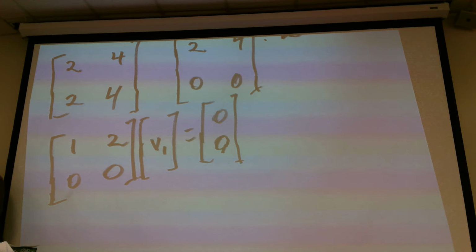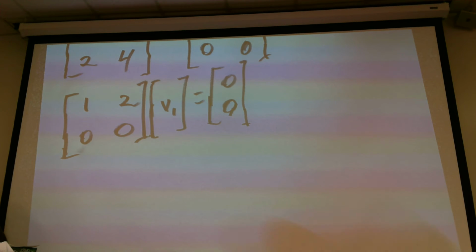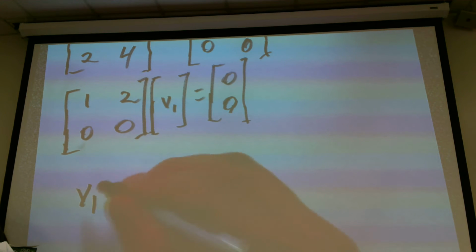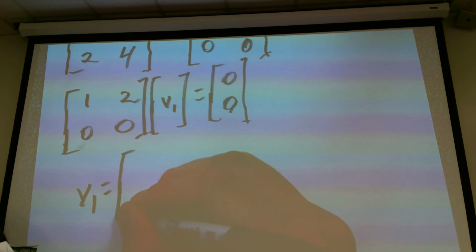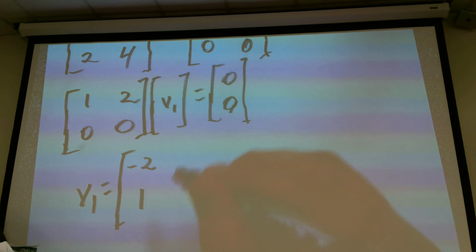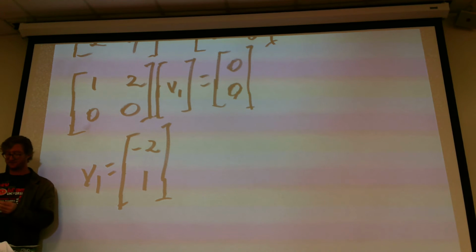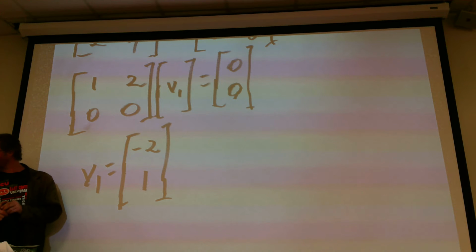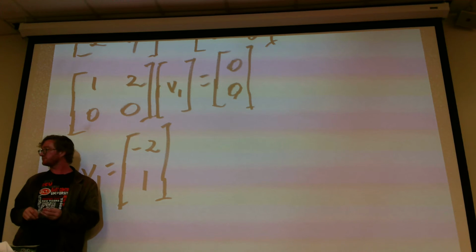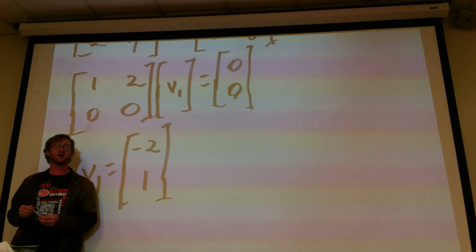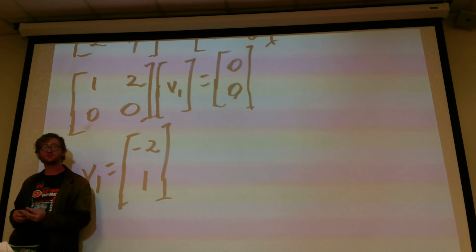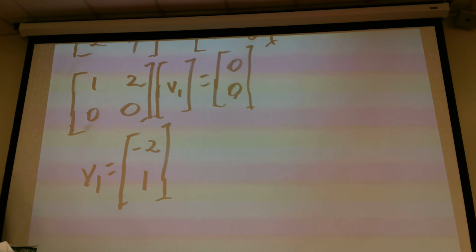Okay? So, v1 would equal negative 2 and 1. And then, like we discussed earlier, that's not unique. It can be multiplied by a constant. Okay? But you want to keep it as just one vector because then when you solve the differential equations, you don't want the two variables floating around.